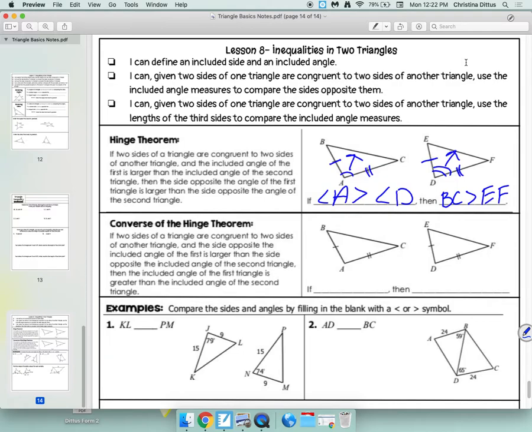Okay. The other one is just the reverse of it. If you know that, let's say BC is bigger than EF, then the angles opposite them have to follow the same pattern. So BC across from it is A, so then angle A would have to be bigger than angle D. In order to do that though, you do need the two sides that are congruent, which you will, on a quiz or test, always be given the congruent sides.